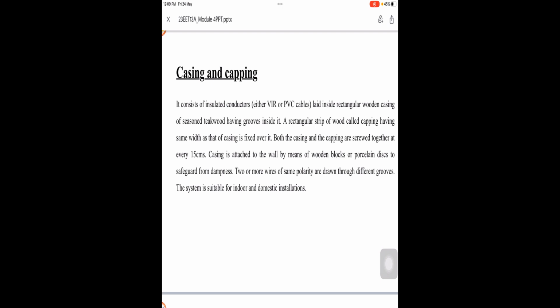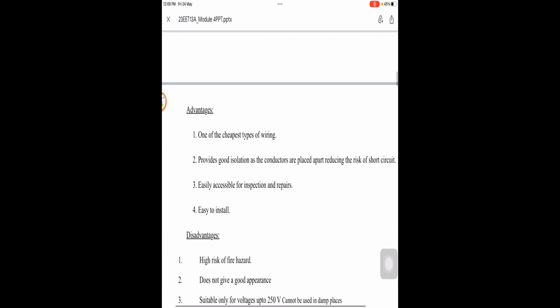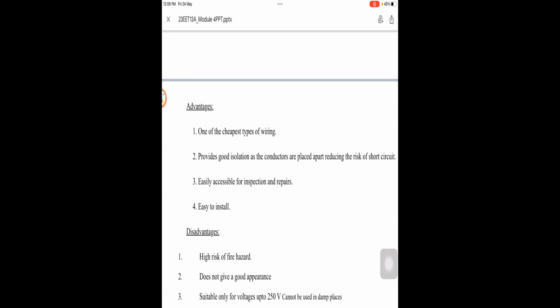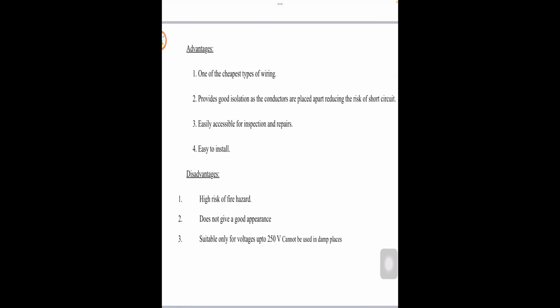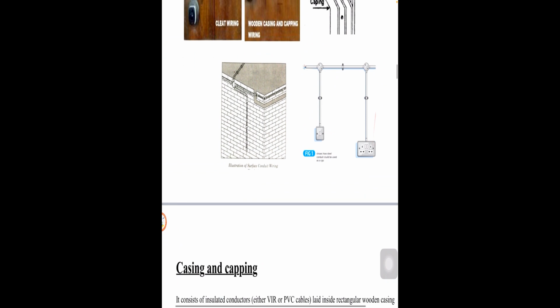The advantages of casing and capping are that it is one of the cheapest types of wiring. It provides good insulation as the conductors are placed apart, reducing the risk of short circuit. They are easily accessible for inspection and repairing, and easy to install. There are also a few disadvantages: a high risk of fire hazard, and it does not give a good appearance because it is laid outside. It is suitable only for voltages up to 250 volts, and it cannot be used in damp places. So these are the uses of casing and capping.